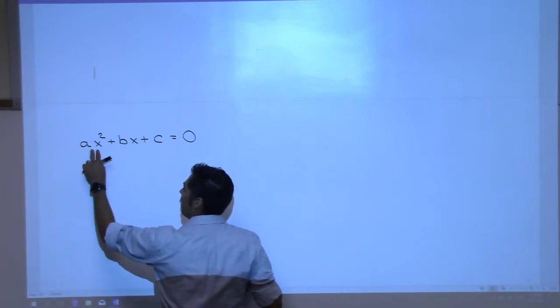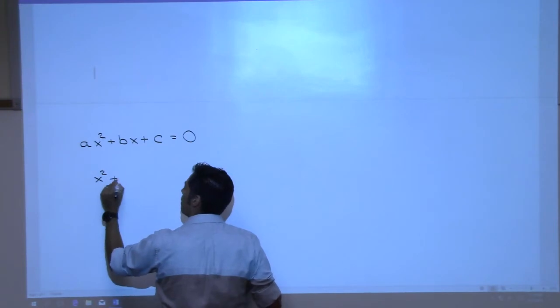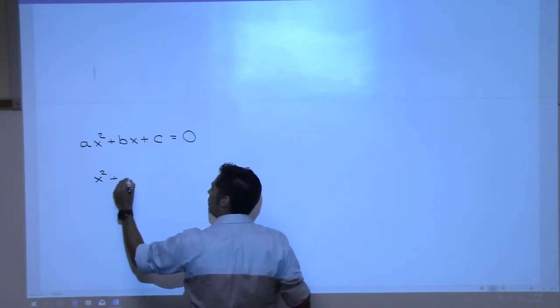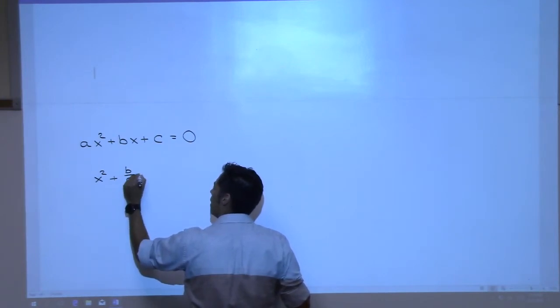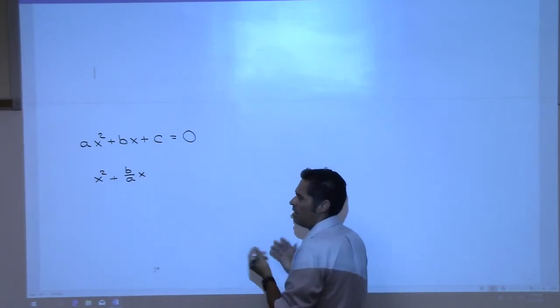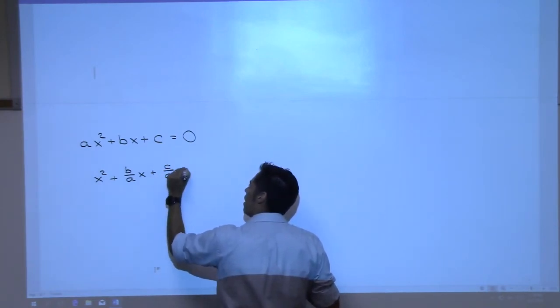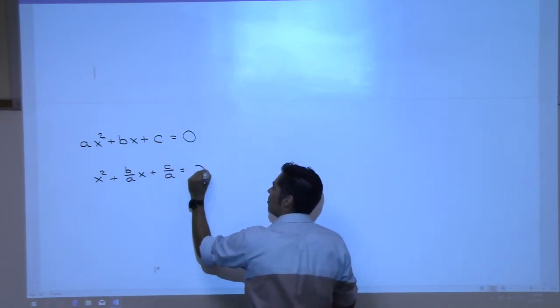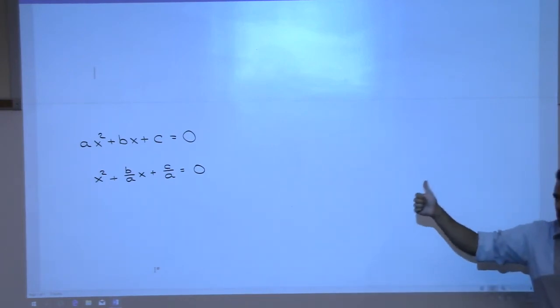So if I divide this by A, what would I get? X squared. What would I get if I divided this by A? Bx over A. Is that all right if I write it like this? B over A times X. Is that all right? Same thing. And then plus C over A, right? And 0 divided by anything is still 0. So do you agree that that's still legitimate? I haven't broken any rules. This is good?